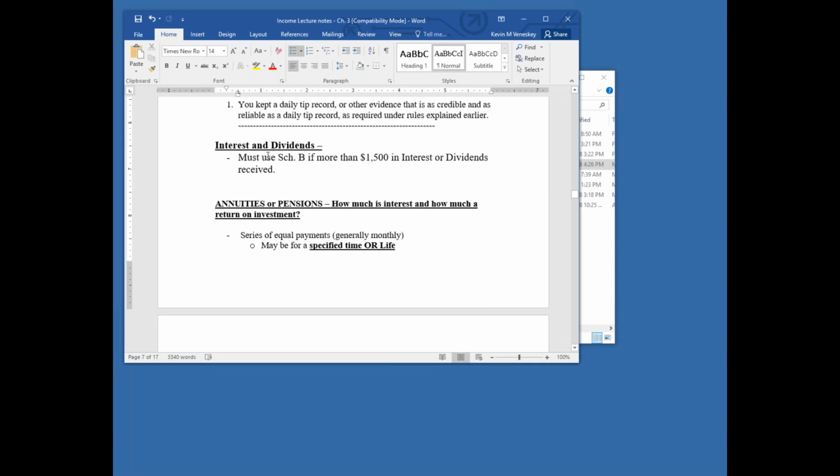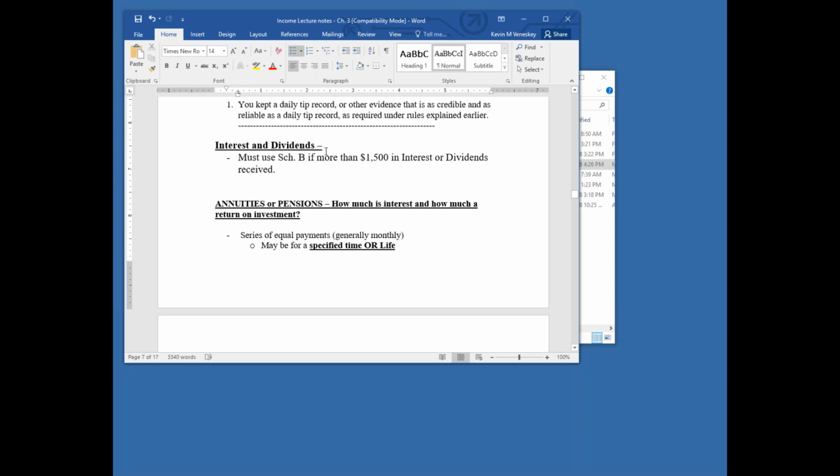Schedule B. Schedule B is simply there to list all of your interest and dividends that you have received, and you have to list each one separately if either one happened to hit the $1,500 mark or more. If your interest was over $1,500 or your dividends were over $1,500, then you just have to list each interest and each dividend. Otherwise, you can just put the entire amount. If it was $800, you could put the entire amount right on line 2 of the 1040. So Schedule B is nothing big.